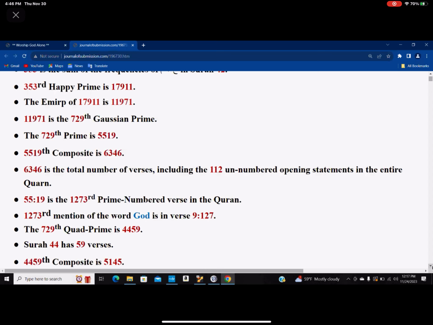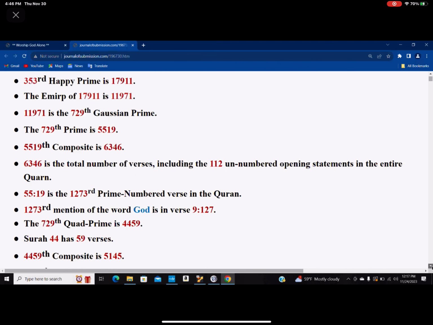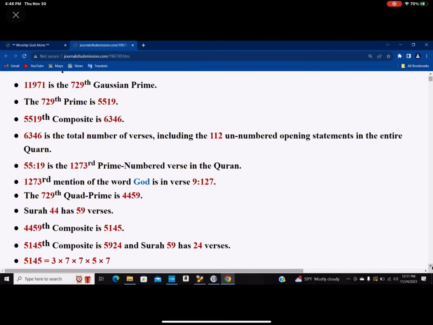Okay. So the 1273rd mention of the word God is in verse 9127. Okay. The 729th quad prime is 45:59. Surah 44 has 59 verses. It's Dukhan, remember? The smoke? Okay.